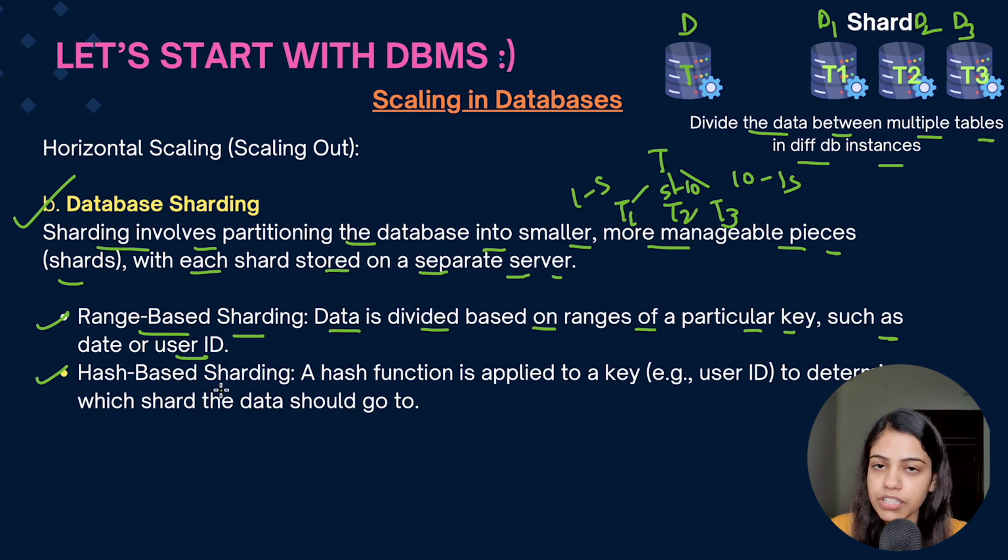Now coming to hash-based sharding. A hash function is applied to the key, for example user ID, to determine which shard the data should go to. So we apply the hash function on the basis of user ID or user key, so that we can decide in which particular shard which particular data should go.